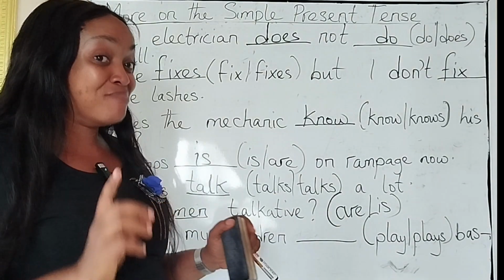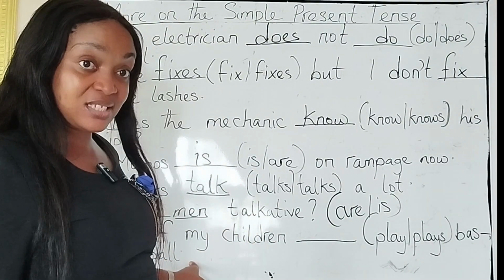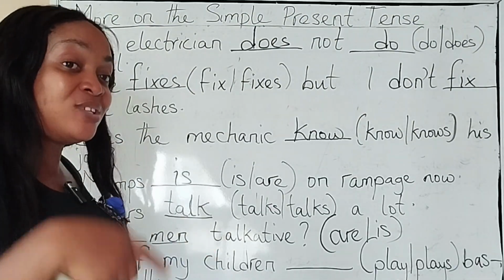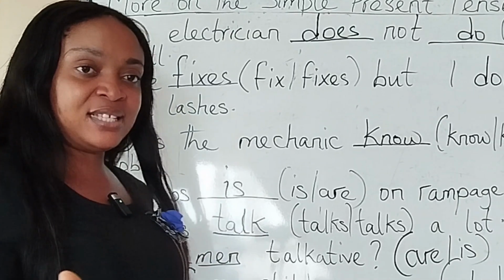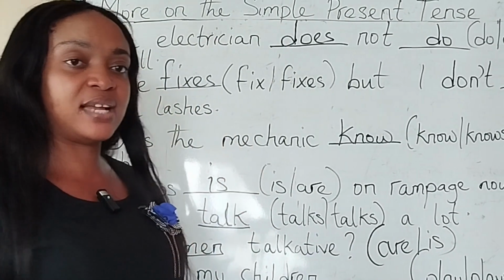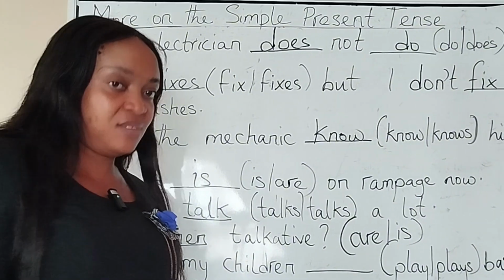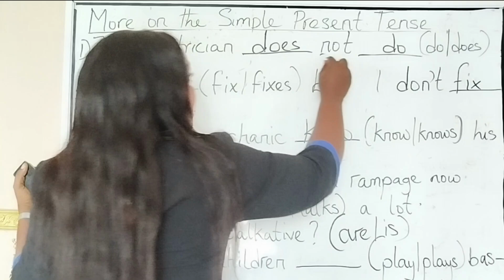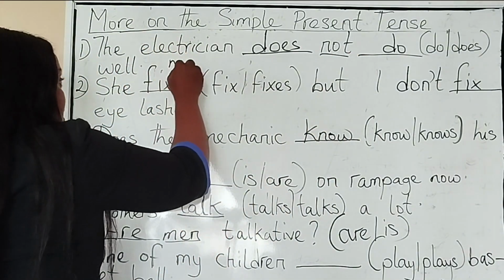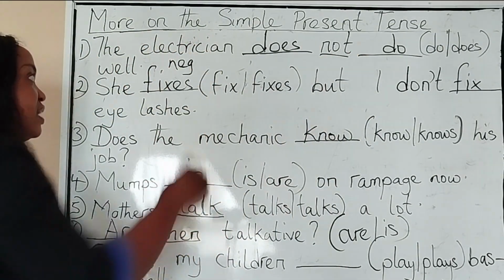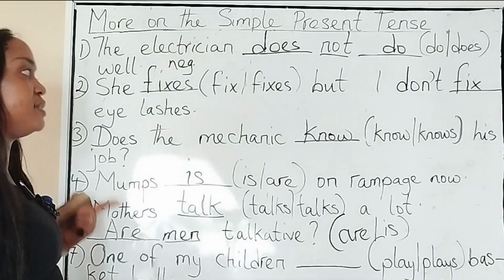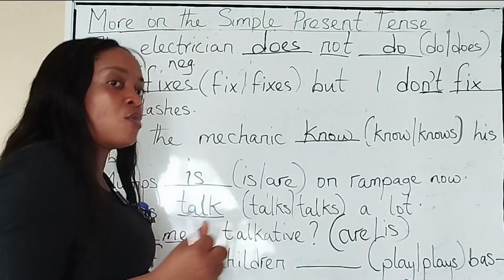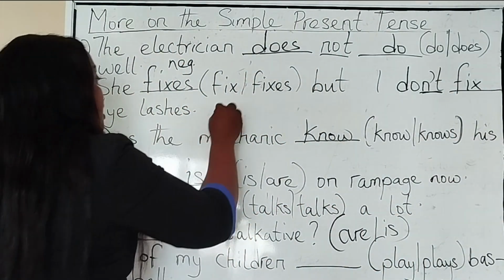I hope you were able to smash them all. We have just one left, the last but not the least. I want you to do it and drop the answer right under the comment section. But before I leave you today, I want us to justify if these sentences are affirmative, negative, or interrogative. So we start with number 1. We can see the presence of not, and not is negative. So I'll just write NEG, standing for negative. Number 2, she fixes, but I don't. Another not is here, even though it is a contracted form, but it is not. So we say negative.